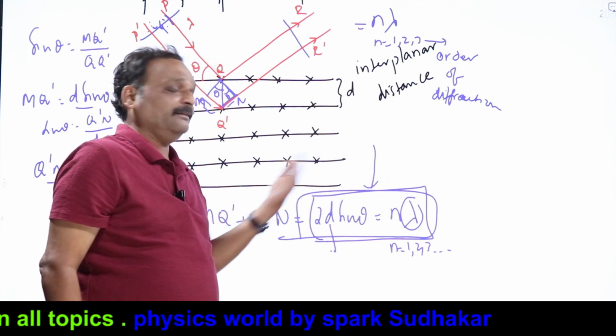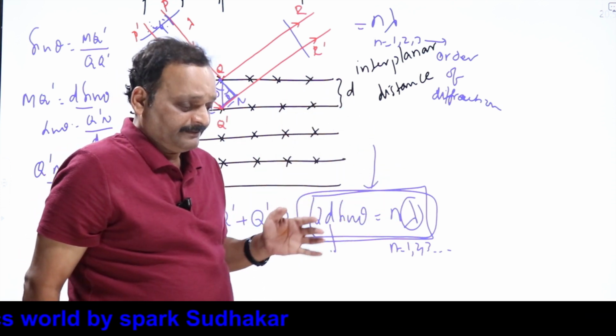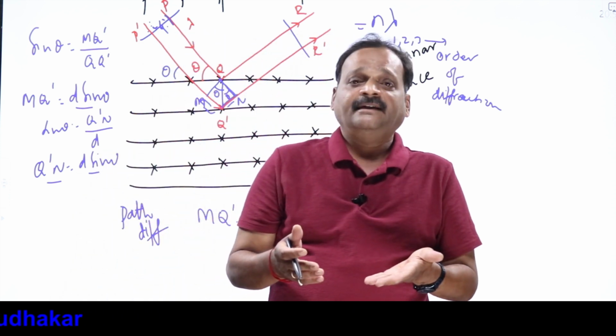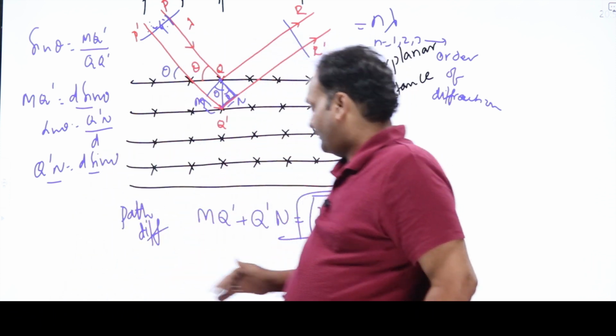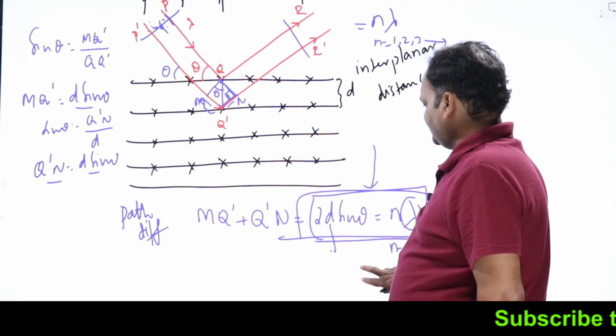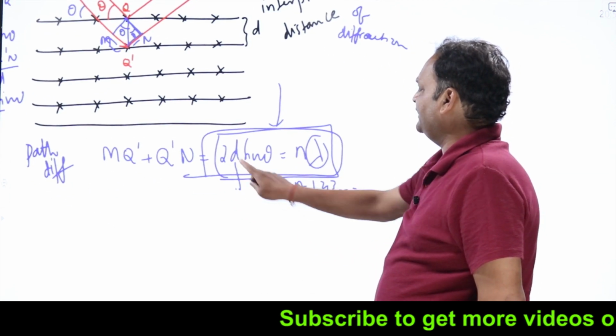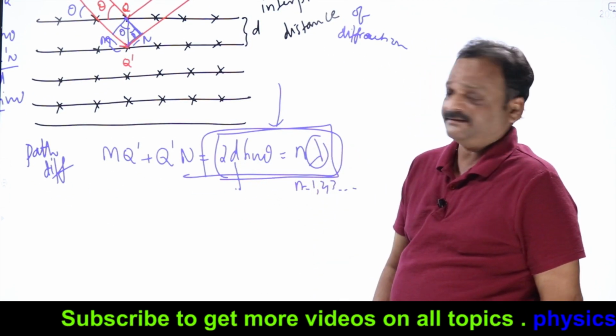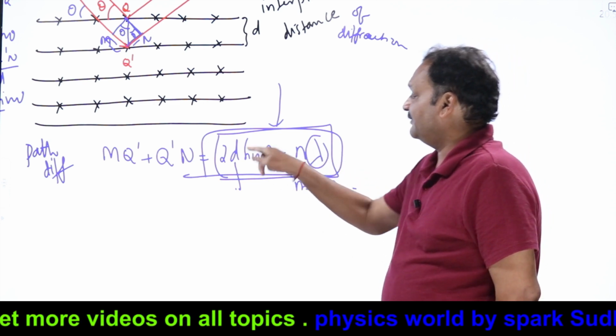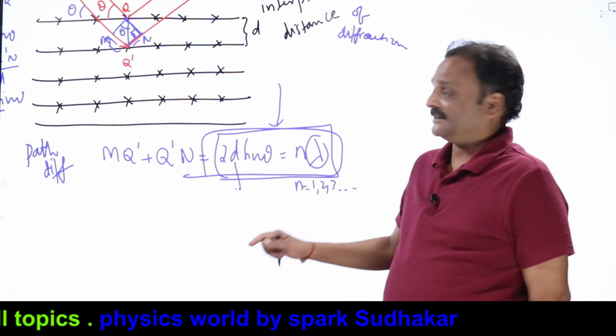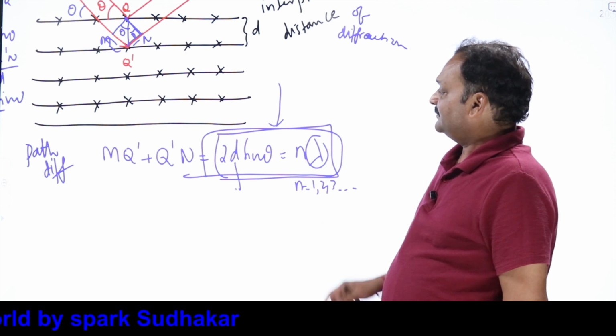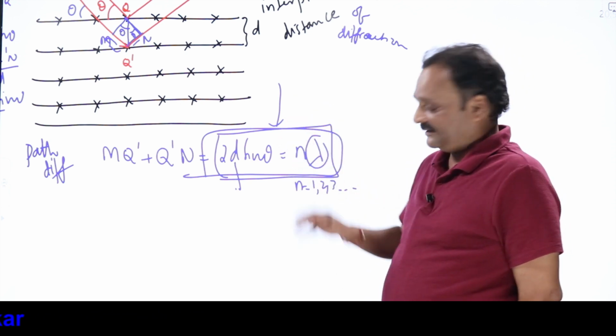This 2D sin theta equals n lambda is called Bragg's law. Very, very crucial, the first step in understanding the structures of crystals. We can expect some problems also. He will give you D and theta and ask you what is the order of diffraction. Or he will give you n, lambda and theta and ask you what is the interplanar distance, etc. That manipulation part we can see later on.